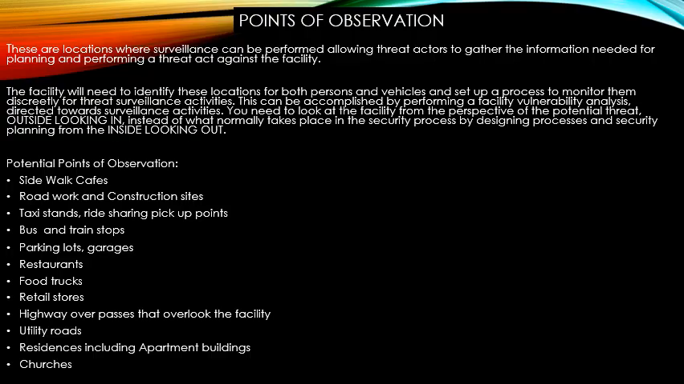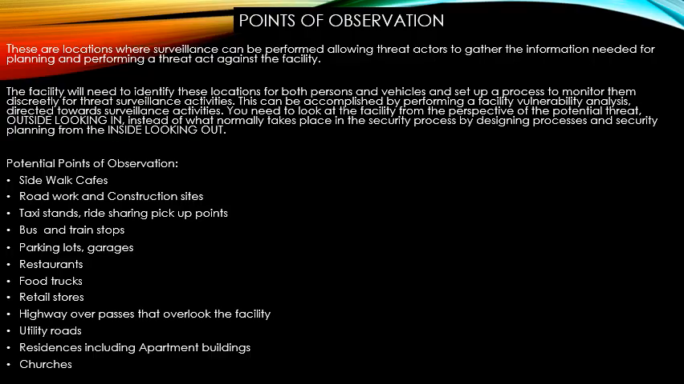You need to identify and create a written document with photographs of all these points of observation you can identify. This book needs to be updated quarterly or when necessary, such as if construction of new buildings or facilities or roadworks are taking place in these areas that can provide new points of observation. So basically, these are locations where surveillance can be performed, allowing threat actors to get the information needed for planning and performing a threat act against the facility.